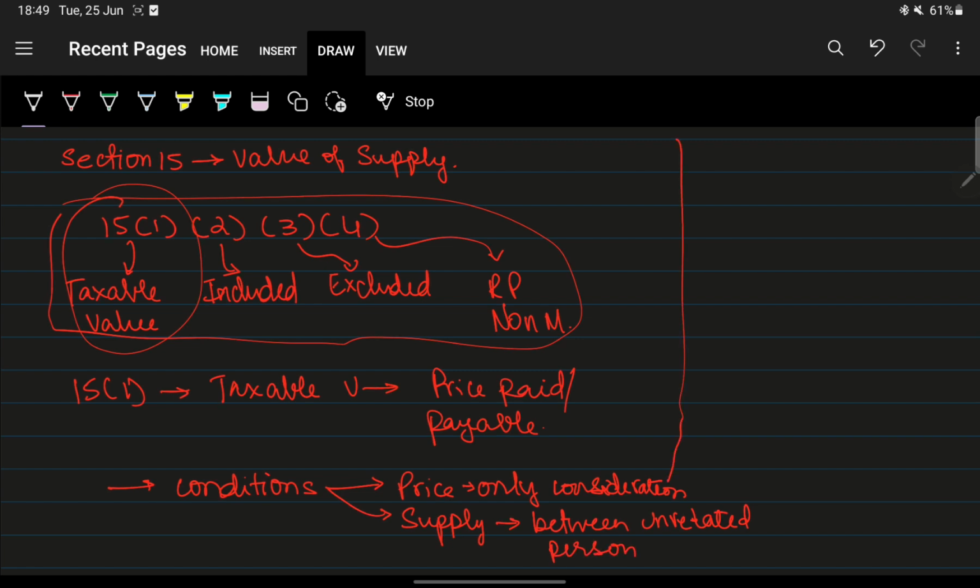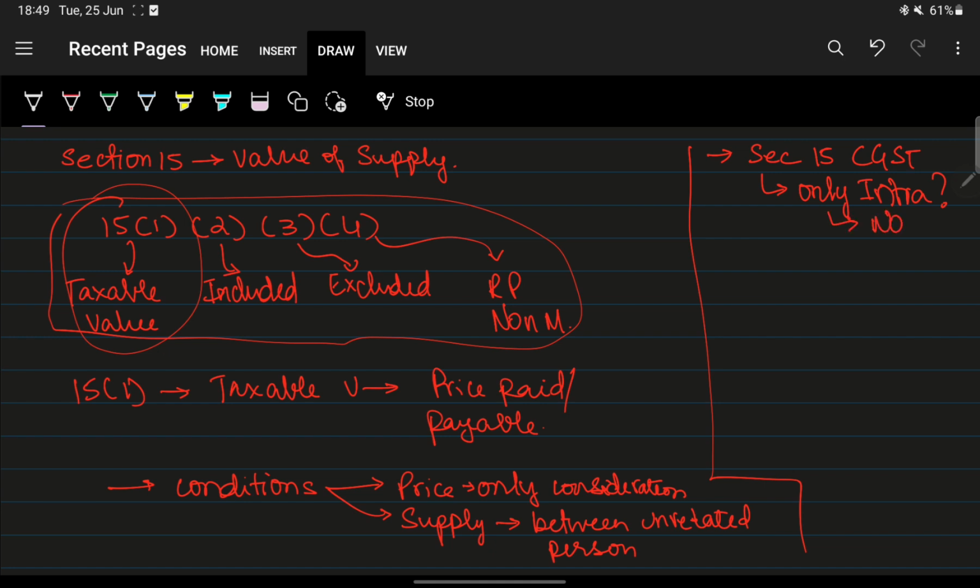Now I'll keep asking questions, and you just have to answer in yes or no. Firstly, does section 15 of the CGST Act apply only to intrastate? The answer is no. Section 15 applies to both interstate as well as intrastate.